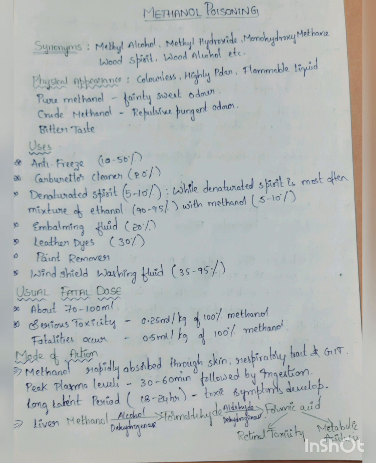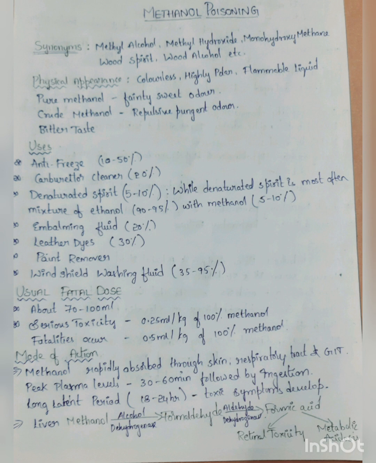First, we have to start with synonyms. Synonyms include methyl alcohol, methyl hydroxide, monohydroxymethane, wood spirit, wood alcohol, etc. Physical appearance: methanol is a colorless, highly polar, flammable liquid. Pure methanol gives a faintly sweet odor and crude methanol gives a repulsive pungent odor. Methanol tastes bitter. Uses: it is used as antifreeze agent, carburetor cleaner, denatured spirit.